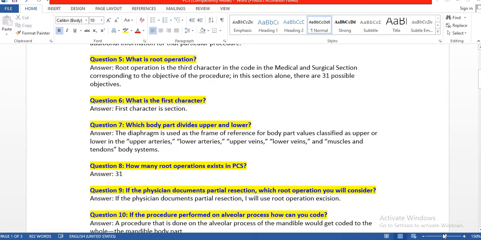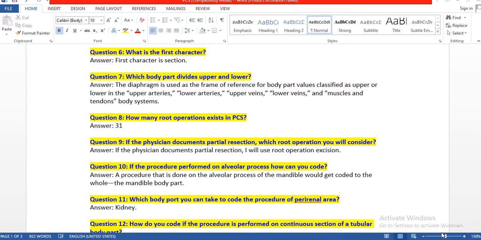Question 5. What is root operation? Guys, in ICD-10 PCS, root operations are very important. In part 2, we will make one session on all the root operations in ICD-10 PCS. In this session, we will learn what a root operation is. Answer. Root operation is the third character in the code in the medical and surgical section, corresponding to the objective of the procedure. In this section alone, there are 31 possible objectives.